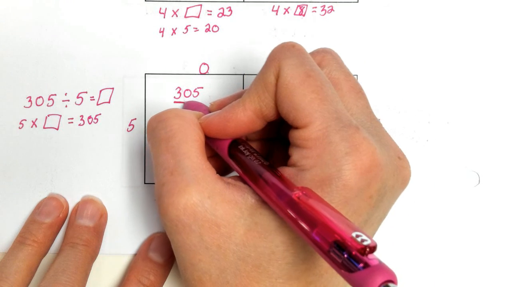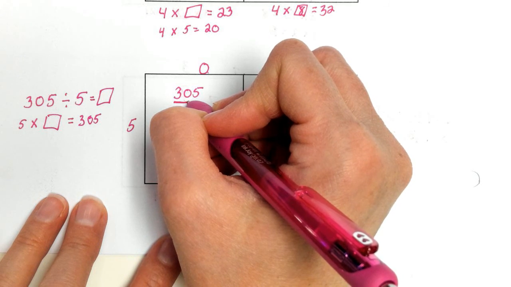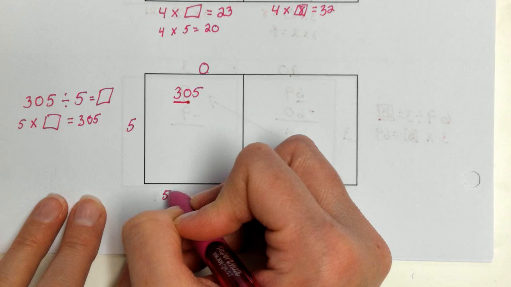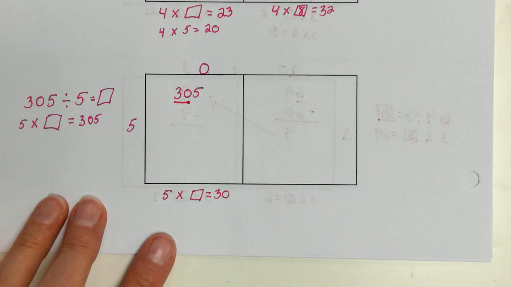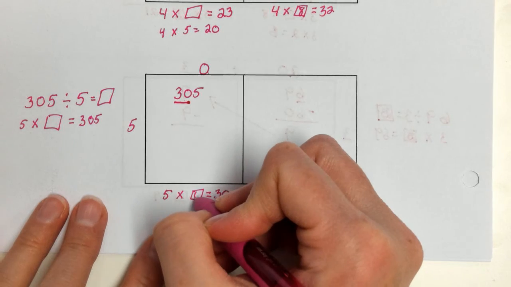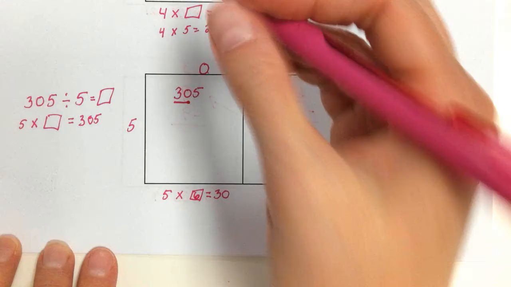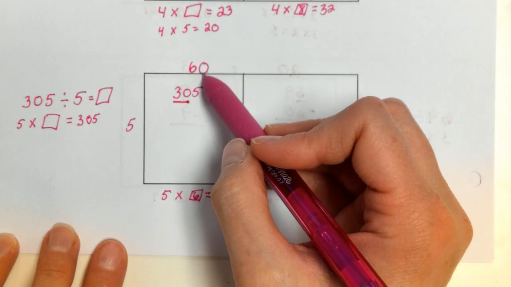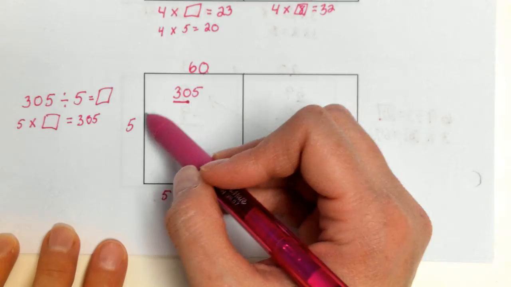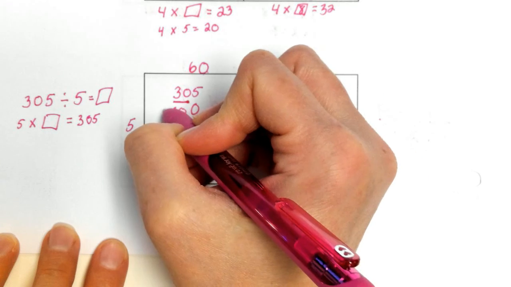All right, I'm going to underline the 3 and the 0, the first 2 numbers. If it's a 3-digit number, I'm going to underline the first 2. And I'm going to think 5 times a mystery number equals 30. 5 times 6 equals 30. Where will I put that 6? I'm going to put that 6 on the top. Now, 60 times 5. Well, I know that 6 times 5 is 30, and I'm going to bring down my 0.